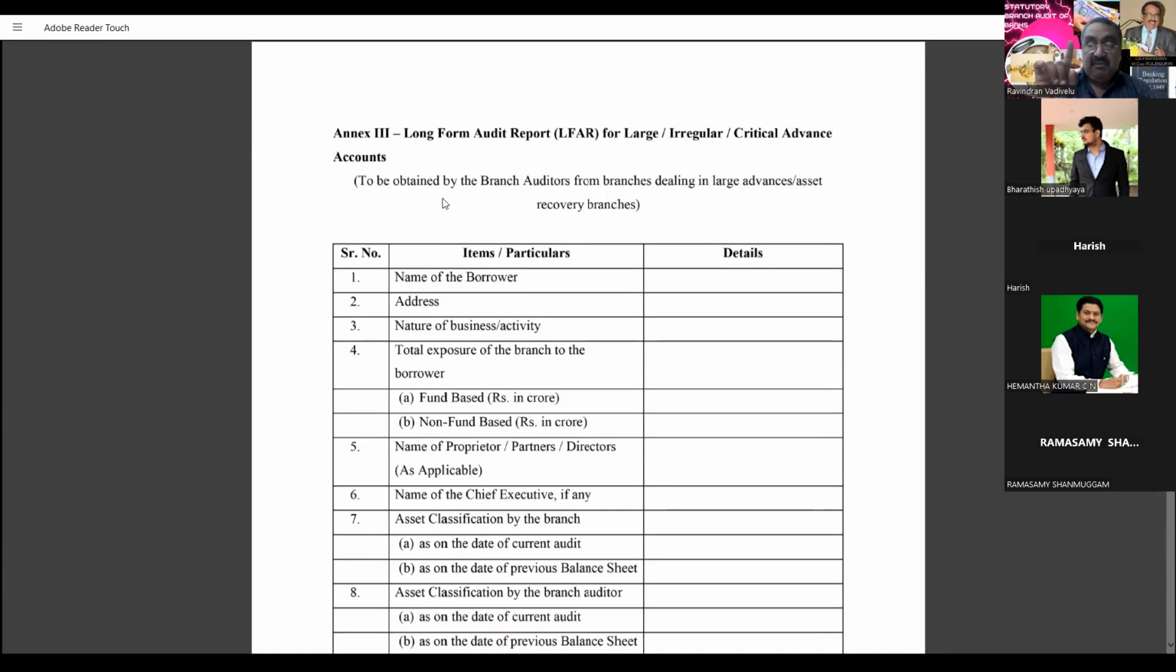Your duty is to verify whether the Annexure 3 is being properly filled and submitted to you. If you have any contrary view or any different view, you have to cover that point in your audit report. This is what I want to say about the LFAR.